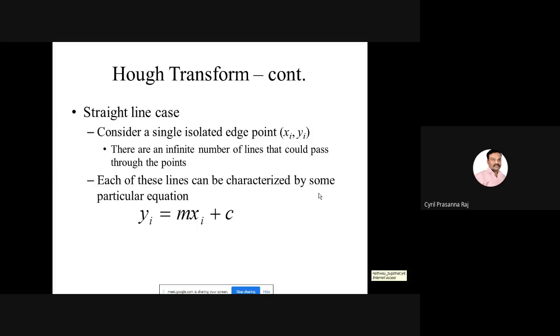We all know the expression for a straight line is y = mx + c, where y is the y coordinate, which is the dependent variable, x is the independent variable, which is the x coordinate, c is the y-intercept, and m is the slope of the straight line.